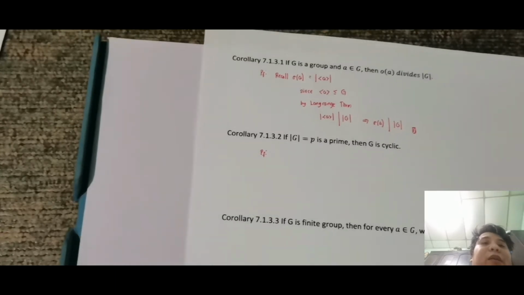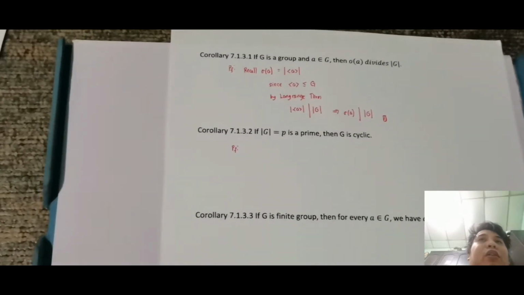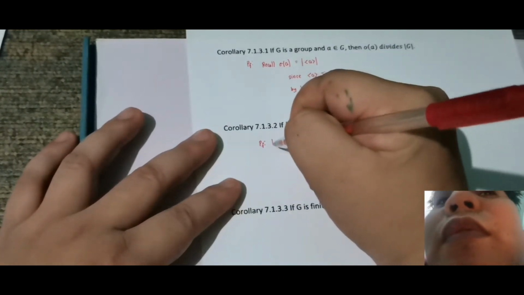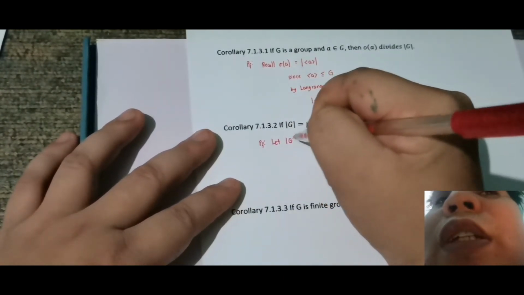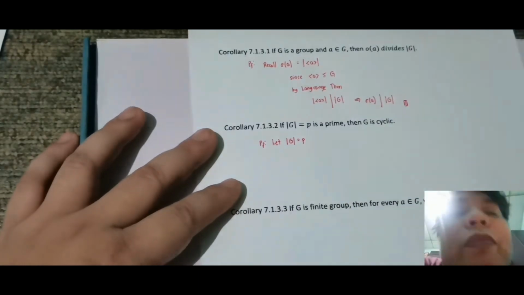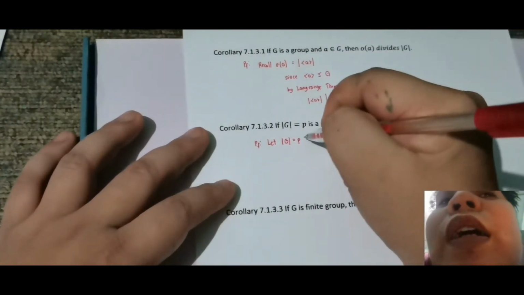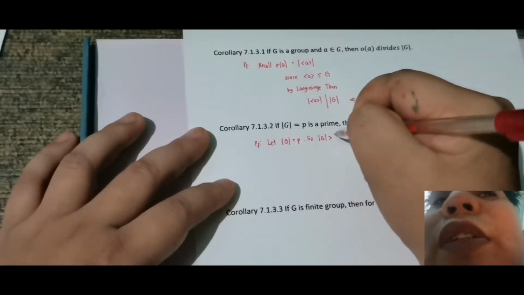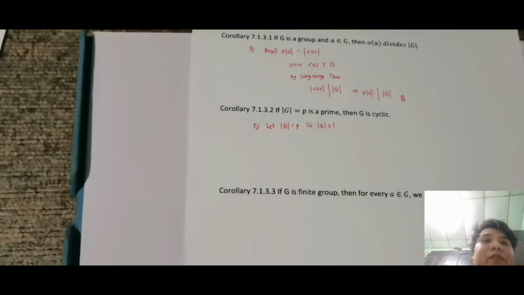So ngayon, sabi nga lang dito, ang sabi ng corollary na to, kung ang order ng G is in prime order, therefore ikaw ay cyclic. Therefore si G is cyclic. Okay, so let the order of G be equal to prime P. So, the order of G is greater than 1. Kasi nga, hindi naman prime yung 1. Alam natin na hindi siya prime. So, again, let the order of G equal to P, which is prime. So, the order of G is greater than 1.